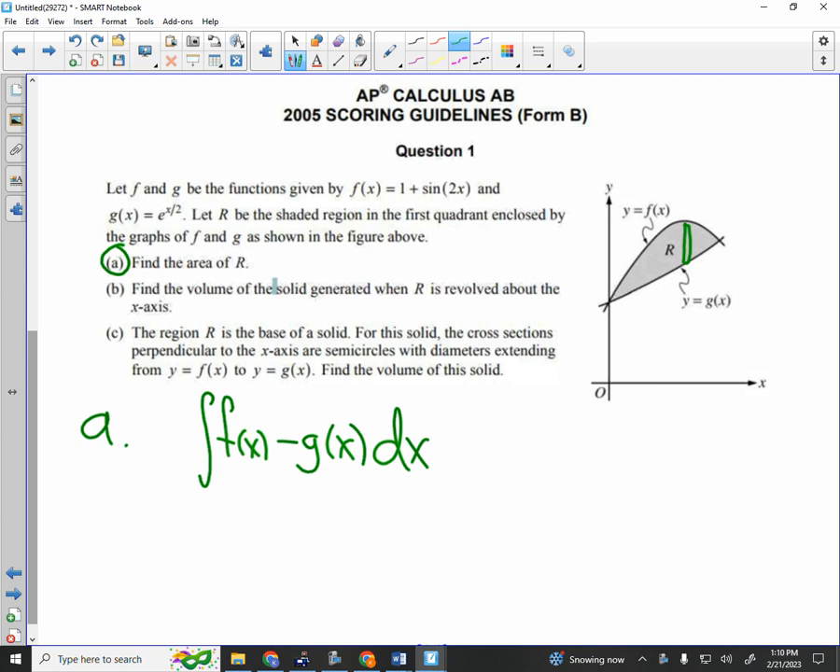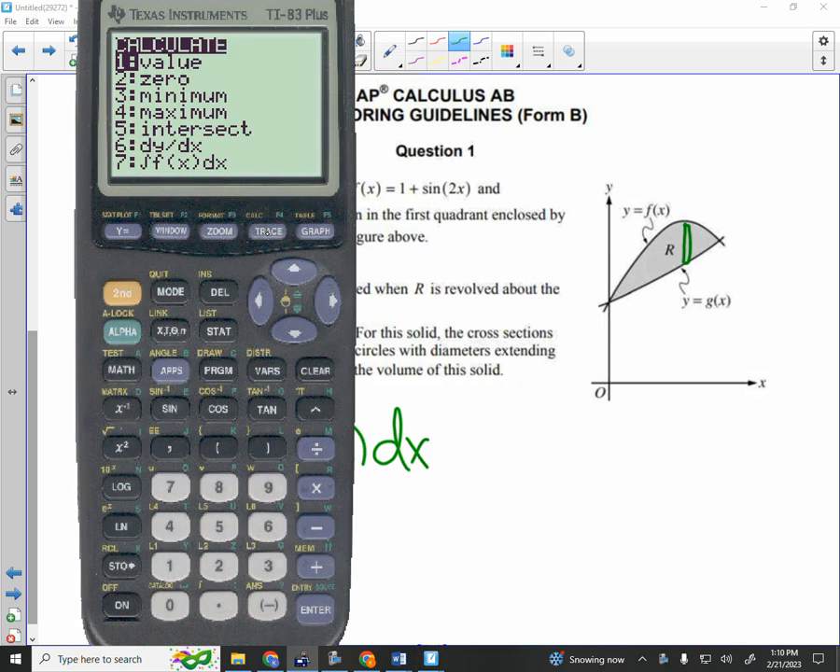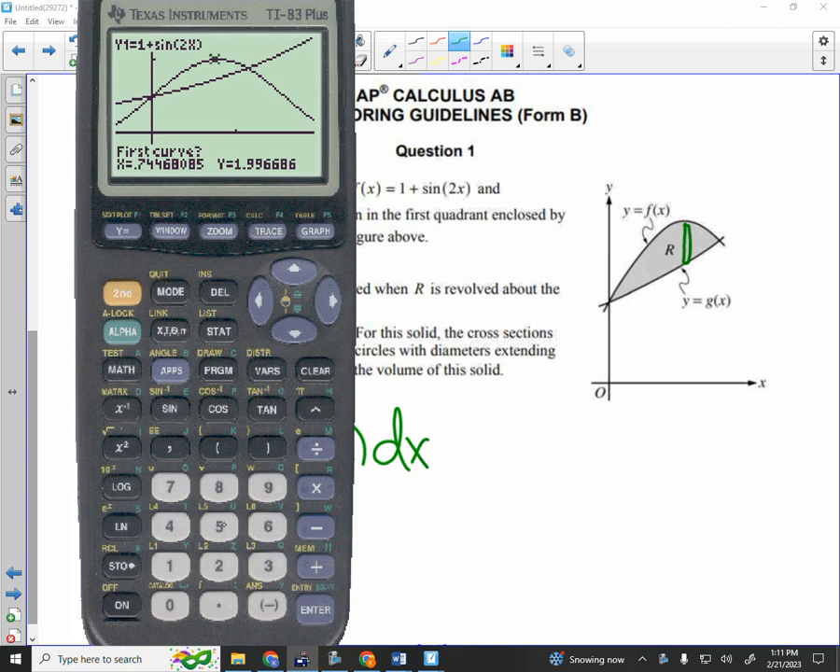So all we need now is what? The bounds. How would we use our calculator to find the bounds? We're going to go second calculate, and which one are we going to grab? Number 5, intersection. I'm going to go close to the point of intersection and press enter, enter, enter. I'm going to call that point B. I'm going to make a label, and the AP exam allows you to do this. I'm going to say that B is equal to 1.1356925.